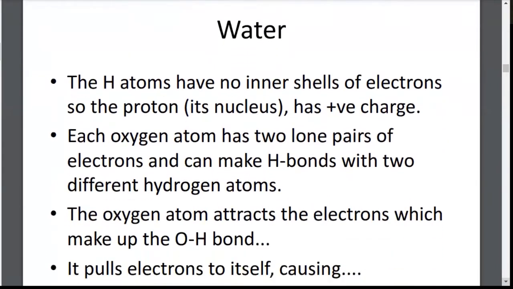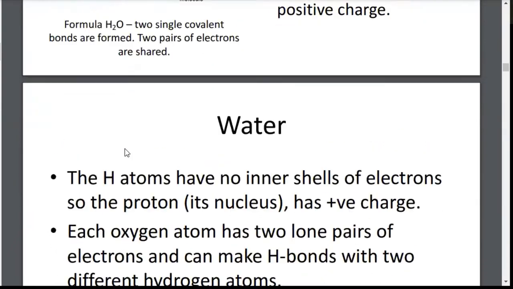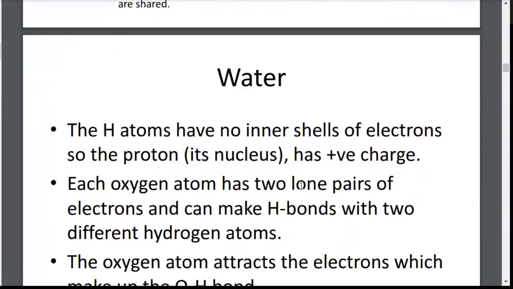Each oxygen atom has two lone pairs of electrons. And what this means is it can make hydrogen bonds with two different hydrogen atoms. And we're going to come to what hydrogen bonds are in a minute. But it's just this idea that these two electrons here can form hydrogen bonds with other atoms, with different hydrogen atoms.